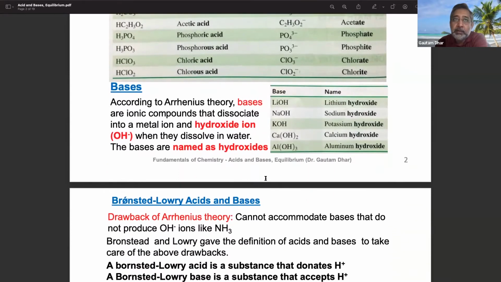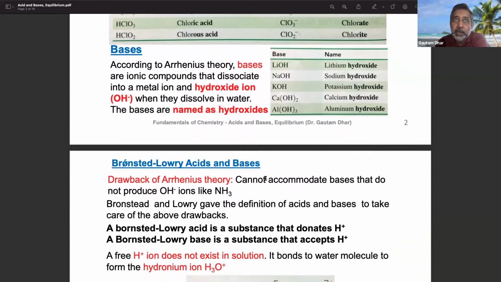So Arrhenius also defined bases, and he said that bases are ionic compounds that dissociate into metal ions and hydroxide ion when dissolved in water. So all these that you see on the right are bona fide bases. Potassium hydroxide, sodium, lithium, these are group 1. Calcium, magnesium, these are group 2 hydroxides. Aluminum is basically a group 3 hydroxide.